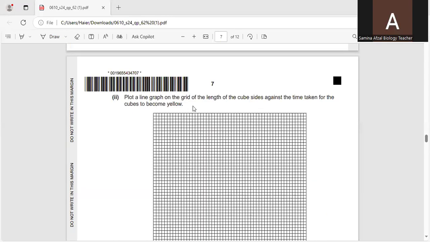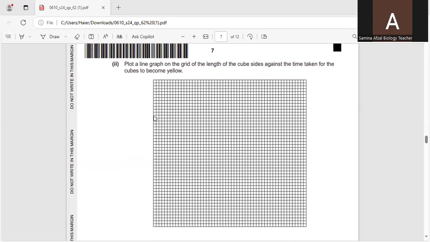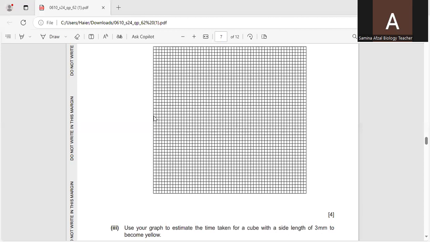and plot a graph grid of the length of the cube sides against the time taken for the cubes to become yellow. So we have to draw this graph in this way. It will be a little bit difficult for us to draw this graph, but we will try our best to draw it on screen. So on this side, there will be the independent value, and on this side, the dependent value, and the independent value is the length, and the dependent value is the time.